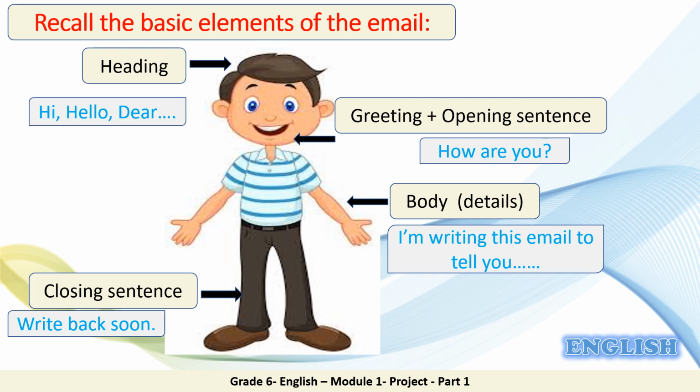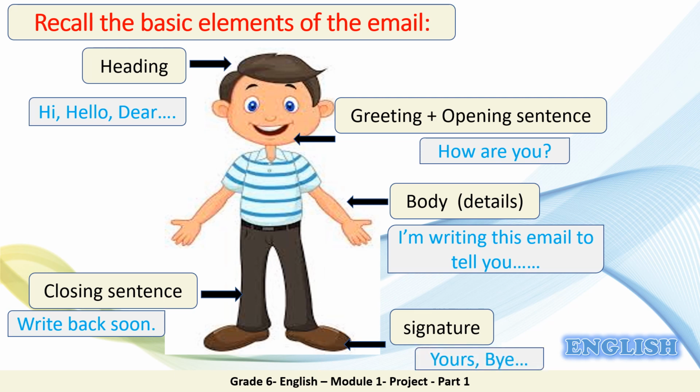Okay, now finally, the last part that you need is, yes, the signature. What is a signature? That's right, it's where you sign your name, you write your name. But before that, let's add a very small word. For example, yours or by, and then you sign your own name. So once again, the basic elements are heading, greeting, opening sentence, then the body, and after that the closing sentence, and finally the signature.